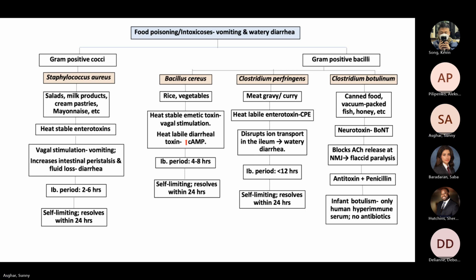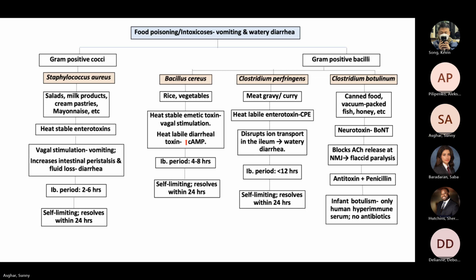It's just stimulating the vagus nerve, and then the heat-labile diarrheal toxin is going to affect your cAMP, right? So cAMP is part of our Gs pathway. And then we're going to have an increase in cAMP, and that would lead to an increase in the release of our calcium, and so more stimulation occurs.